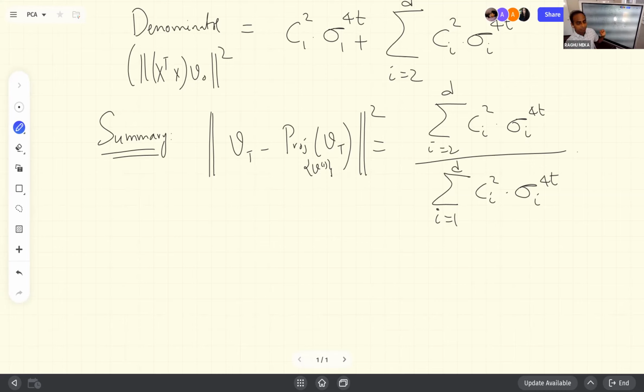Let's take a 5-minute break, and when we come back, we'll analyze this expression and get our bound on how fast power iteration converges to the top singular vector. This meeting is being recorded.